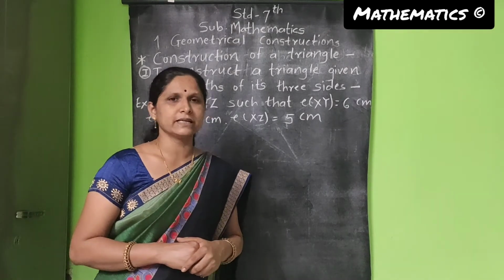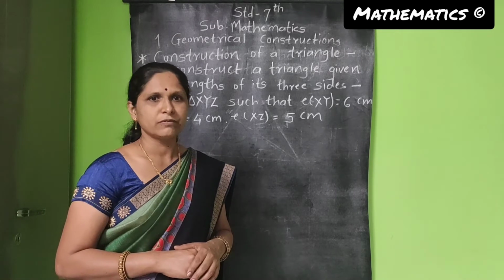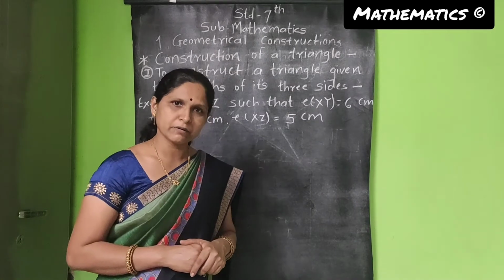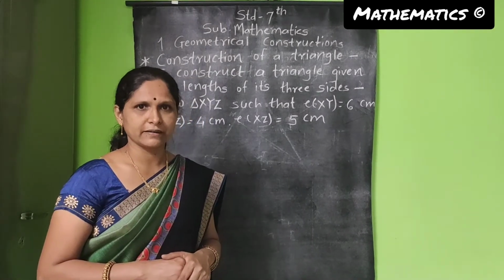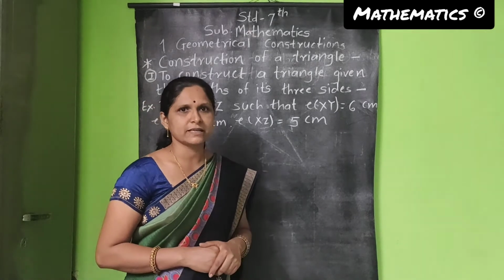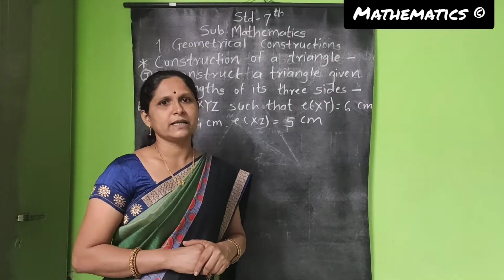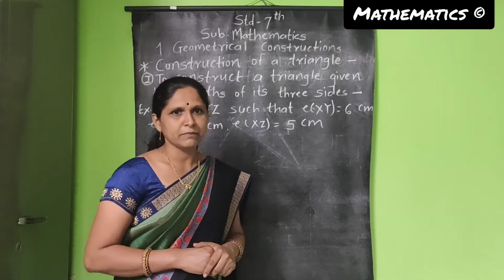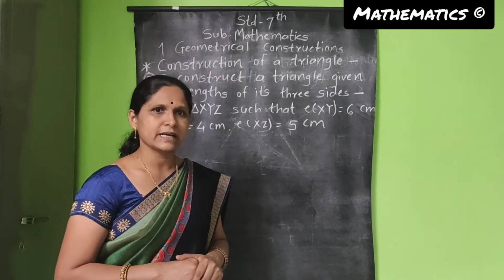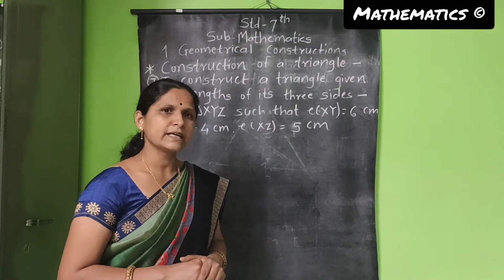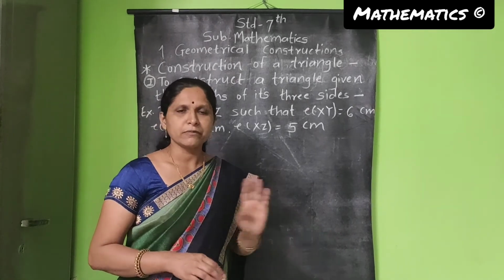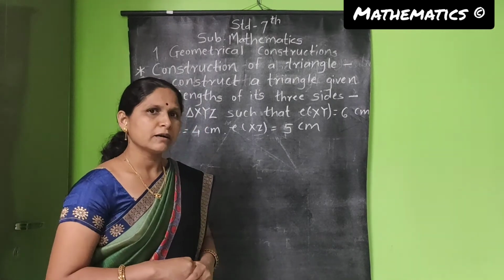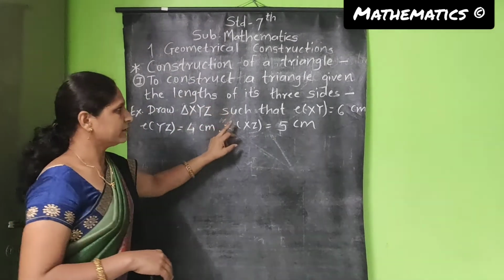And according to the sides, there are 3 types of triangles. First, equilateral triangle: when all 3 sides of a triangle are equal, the same, then it is an equilateral triangle. Second, isosceles triangle: when any two sides of a triangle are equal, congruent, of the same length, then it is an isosceles triangle. And when no side is equal, all 3 sides are of different measures, then it is a scalene triangle. Today we learn about the constructions of the triangle.